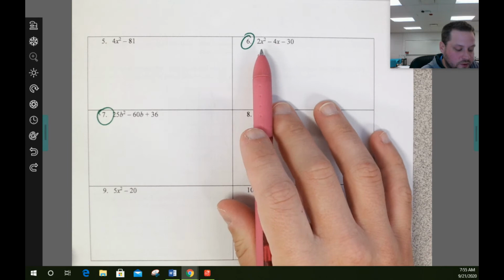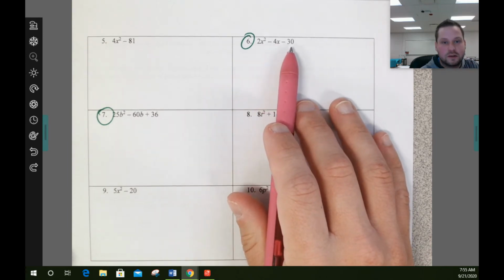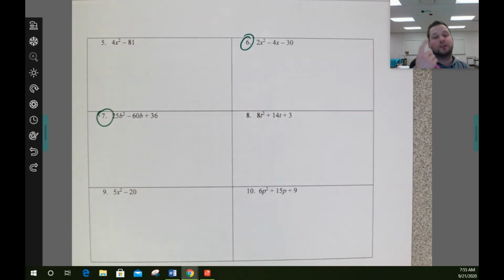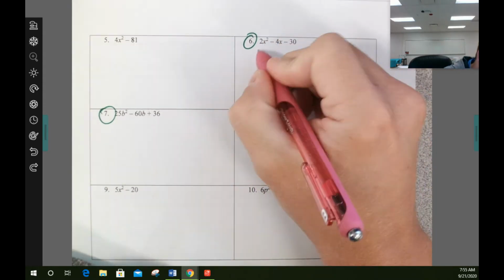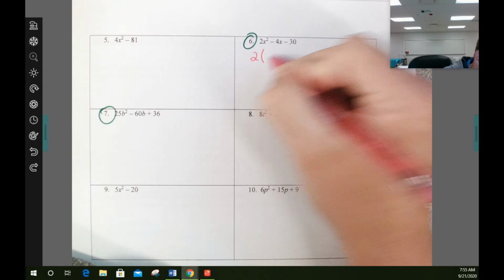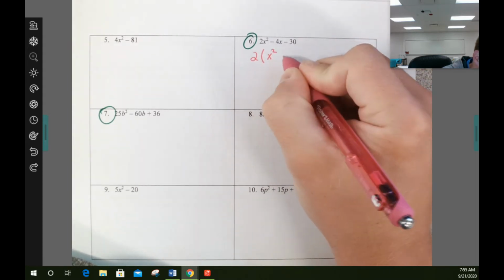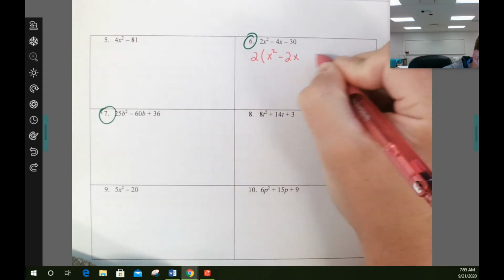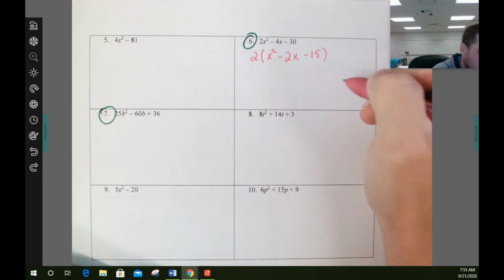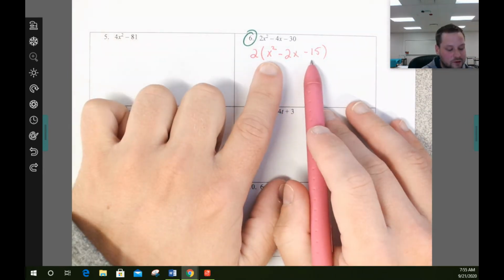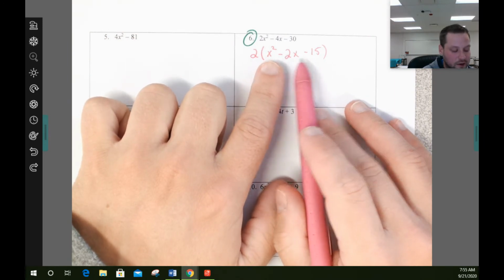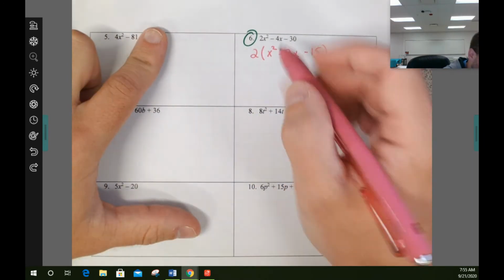So when we look at number 6, we got 2x squared minus 4x minus 30. Remember, your first step is always GCF. So when I look at this, 2, 4, and 30 are all even, so I know I can divide a 2 out. When I do that, I'm going to be left with x squared minus 2x minus 15. Okay? From here, I need to factor this trinomial further down. Okay? Since there's 3 terms, we can reverse FOIL it.